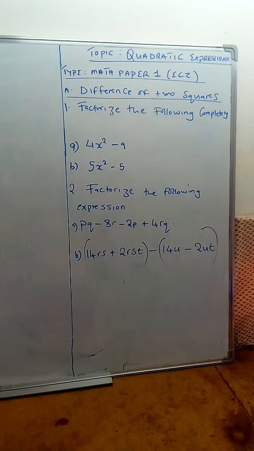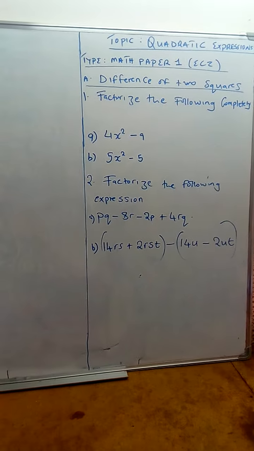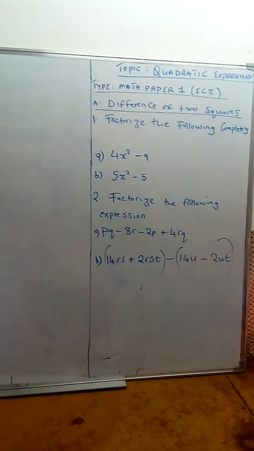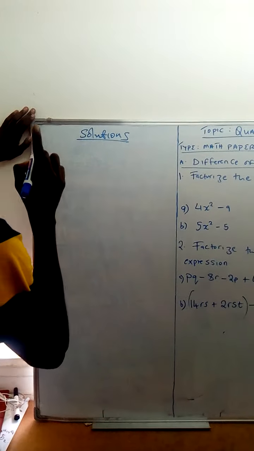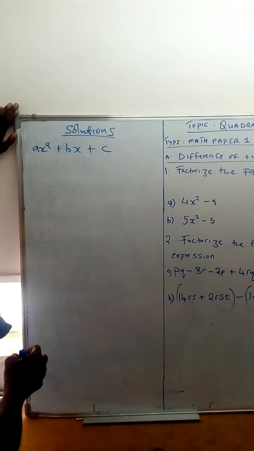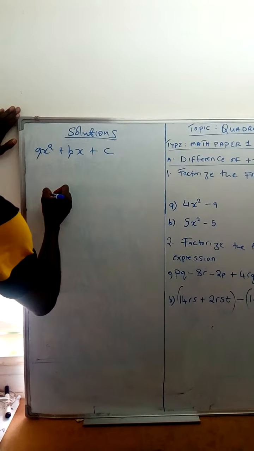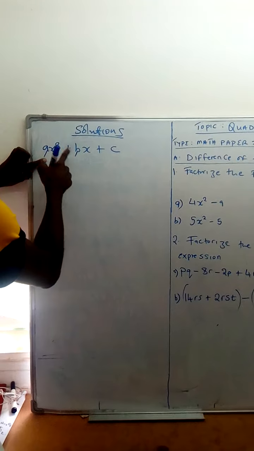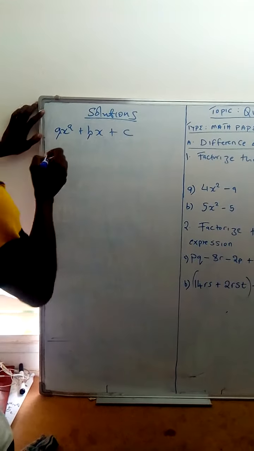Now, a difference of two squares is simply the difference between two terms which have square roots, or two terms which are perfect squares. In solving these questions, you have to understand one concept. All quadratic expressions are of the form ax squared plus bx plus c, where a is the coefficient of the term with the square, b is the coefficient of the term with just the letter, and c is a constant number. So these are quadratic expressions.